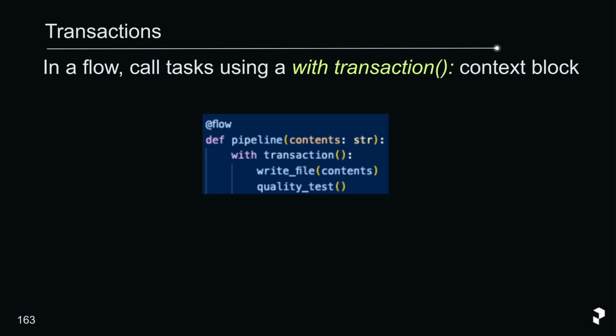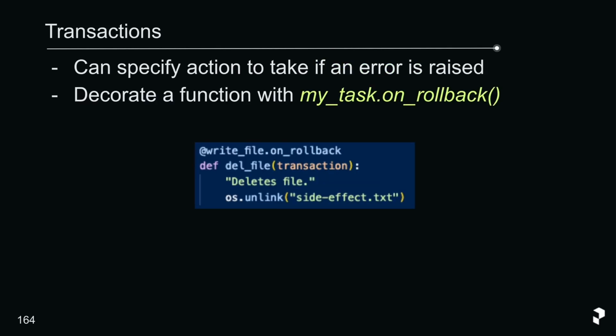In a flow, you can call tasks using a with transaction context block. As you can see here, we have a transaction block where we are writing a file and then conducting a quality test. You can also specify an action to take if an error is raised in your code. So you can see here that we have defined an on rollback hook, and we are going to delete the data file if the data quality check is not passed.